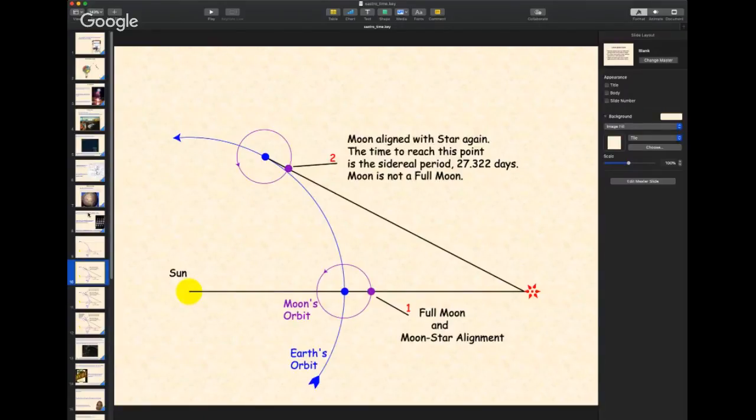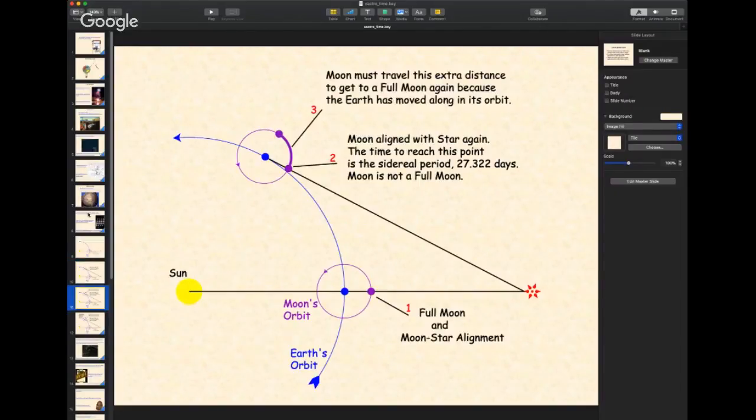Okay, but the moon is not full, right? So in our original alignment, the moon is full because we have the sun, Earth, and moon alignment in that order, and so that gives a full moon. And so by the time Earth orbits around, I have to go a little bit extra distance to get around to the full moon again, primarily because the Earth has moved along in its orbit. Okay, so I got two moving circles, if you like, and it takes a little bit of extra time for those markers on those circles to line up again.